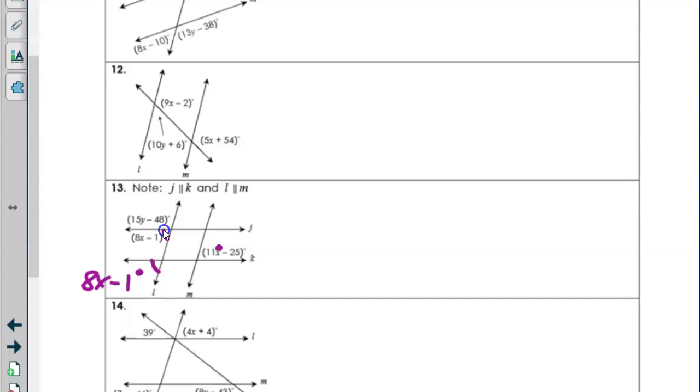Does everybody understand that now? Okay. So now our equation is 8x minus 1 is equal to 11x minus 25. They're corresponding to an alternate exterior. We can subtract 8x from either side to get 3x, and I'm also going to add 25 to get 24. Do we still keep the 8x that's underneath the 15y? Yep. Depending on what they're asking you to find, you might need it. Right. So what is x equal? 8, very good.